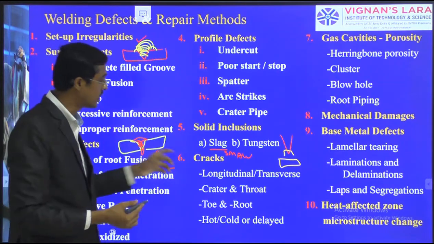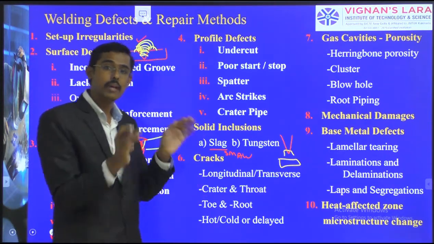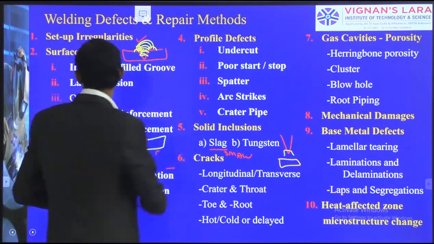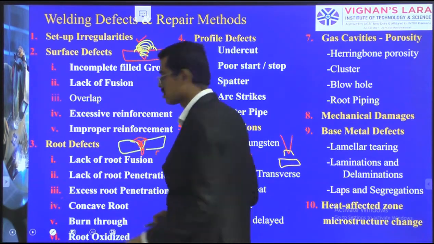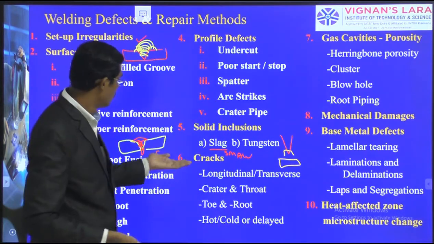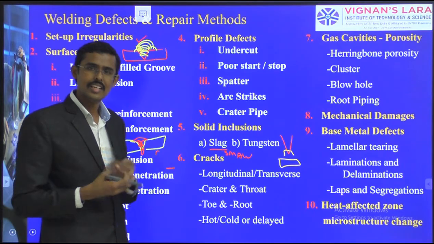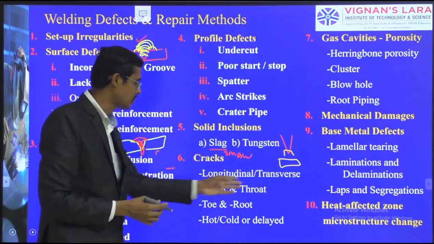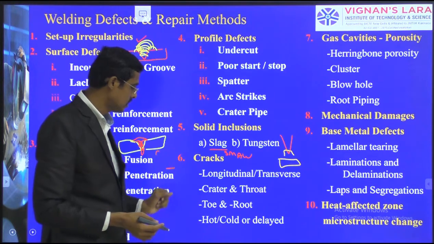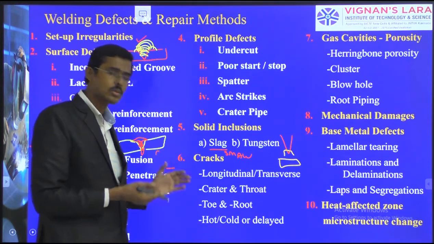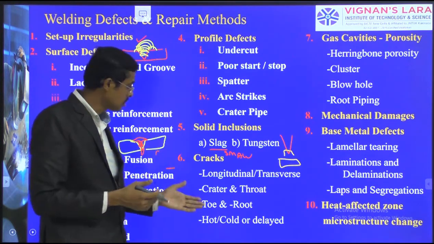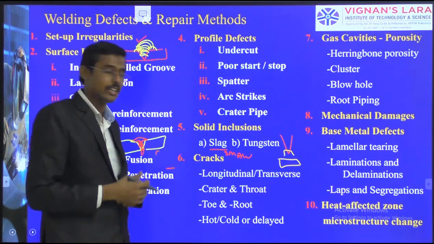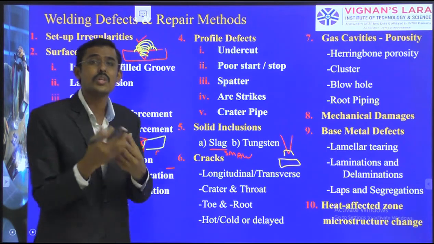See how many? 10 in total in general, but inside we have 5, here we have 5, here we have 6. So many are there. So the cracks. The crack may be a longitudinal crack, transverse crack, crater crack, throat crack, toe crack, root crack. These are hot solidification cracks, cold cracking, which is a delayed cracking. All cracks are possible due to shrinkage effects.